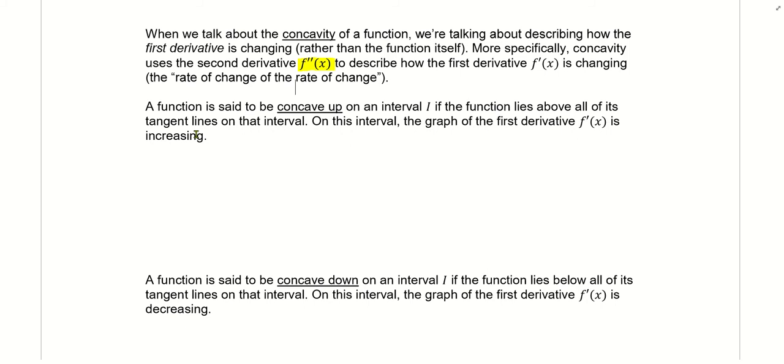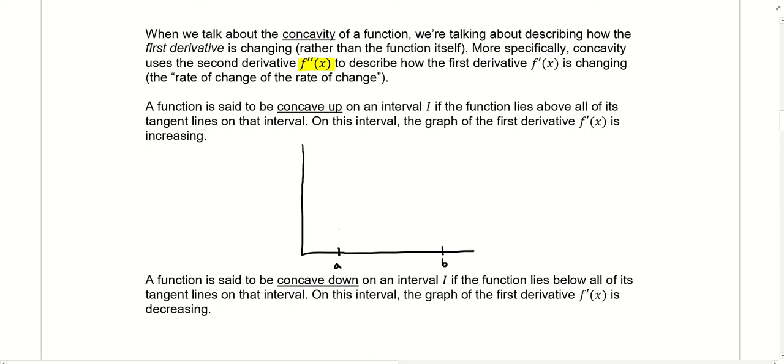So let's start with concave up. A function is said to be concave up on an interval if the function lies above all of its tangent lines on that interval. So let's visualize that here. Let's say I have a graph. Let's say my interval is from a to b. And maybe I have a function from a to b that looks like this. Actually, let me make that curve a little bit sharper so it's easier to draw on it. There we go.